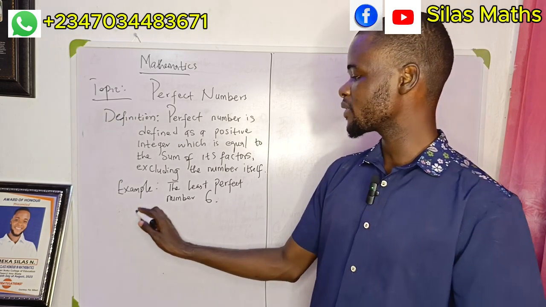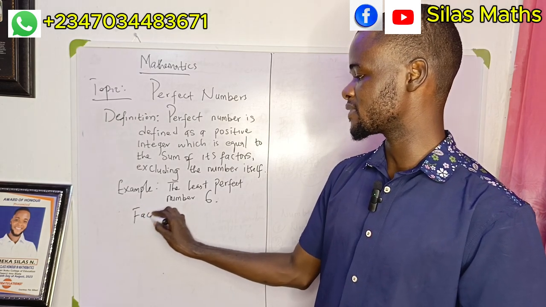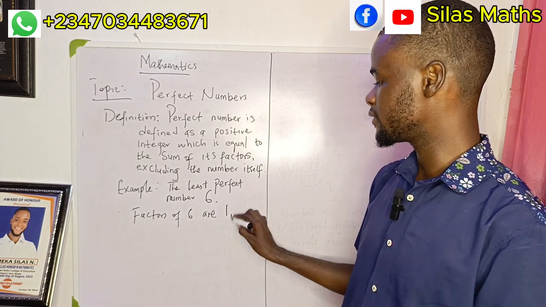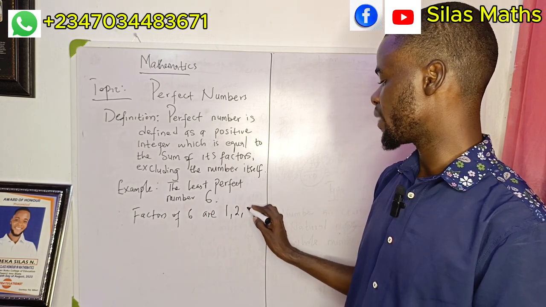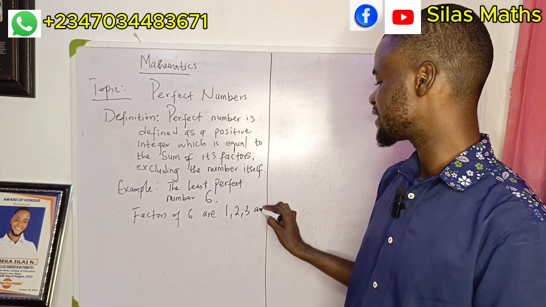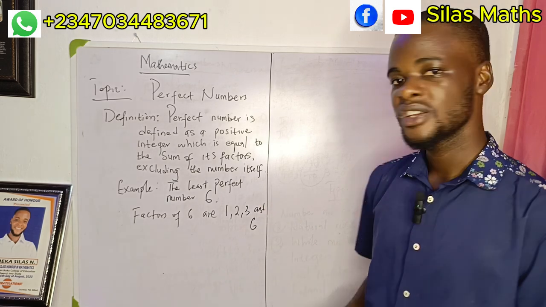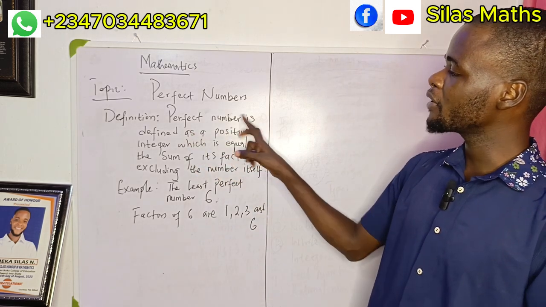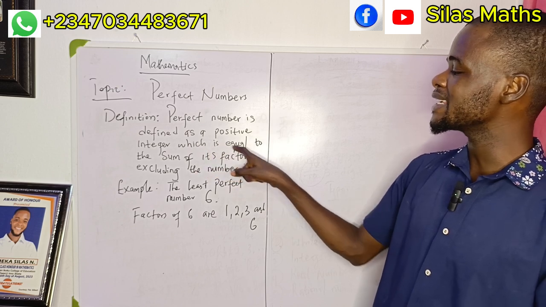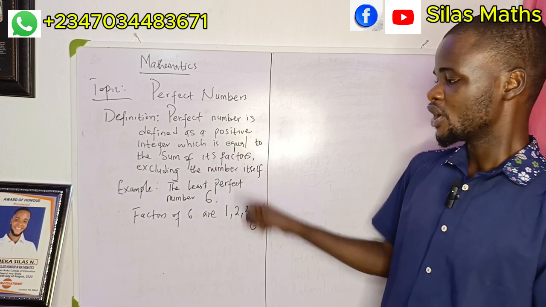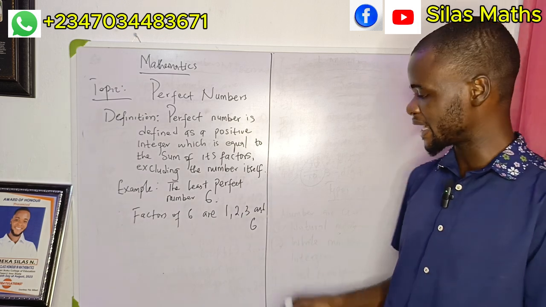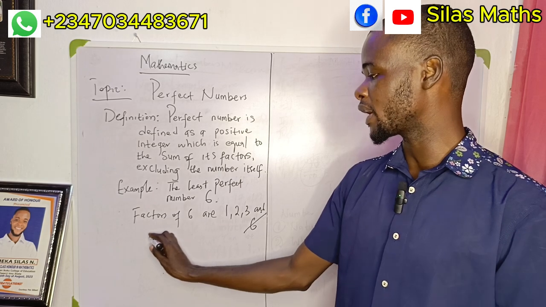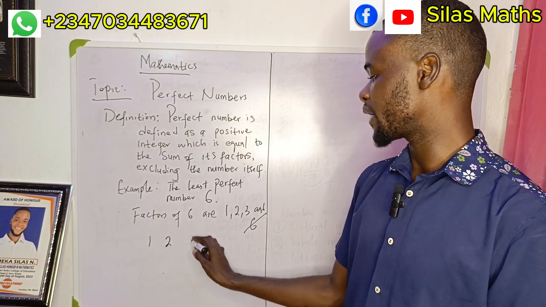The factors of 6 are 1, 2, 3, and 6. The perfect number is equal to the sum of its factors, so the sum of all these factors, except 6 itself, should give us the number. So let's strike off 6. The remaining factors of 6 are 1, 2, and 3.